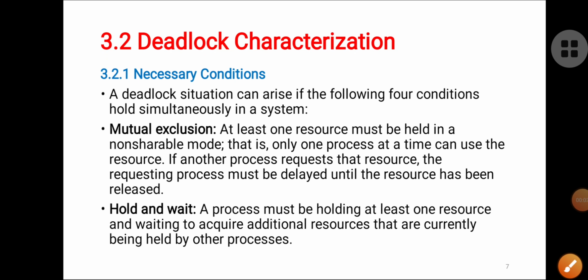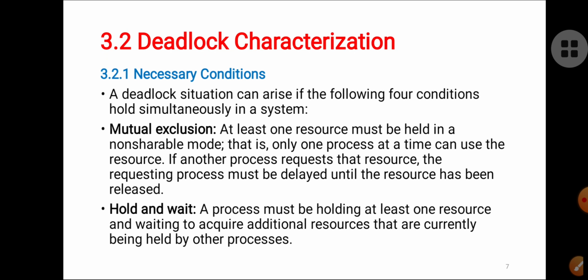Dear students, in today's class we will see deadlock characterization. It means the reasons for deadlock. There are four possible conditions which should be satisfied for a deadlock to occur. A deadlock situation can arise if the following four conditions hold simultaneously in a system.